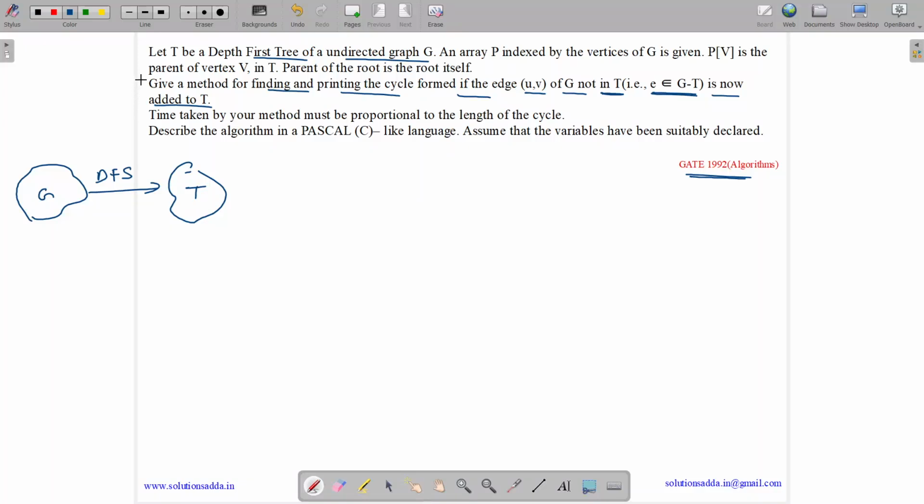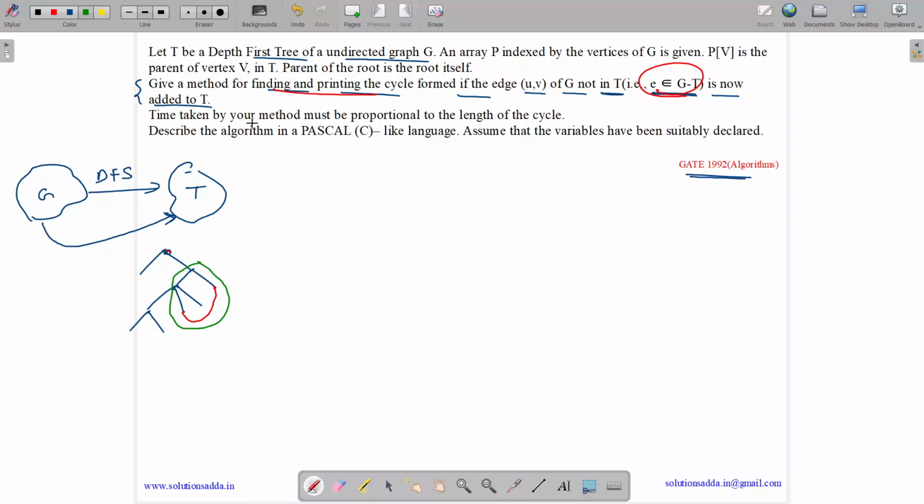Okay, so what this is saying is that for this graph we will have a DFS tree called T. It won't have any cycle. The tree will look something like this. Now we need a method of finding and printing the cycle formed if an edge uv of G not in T is added. Let us suppose this edge is added, which is not in T, meaning the edge which was not present. Then we need to find and print this cycle. We need to actually print this one over here.